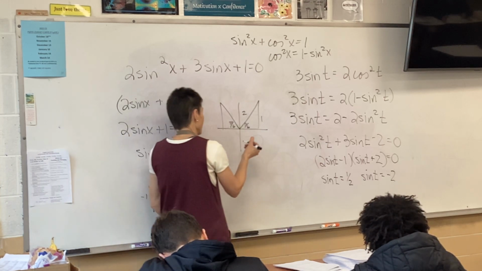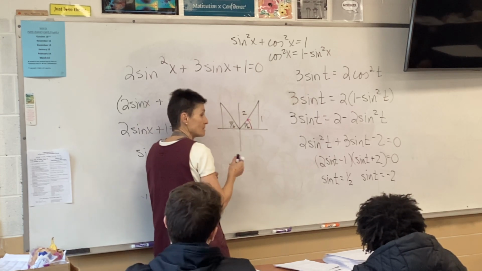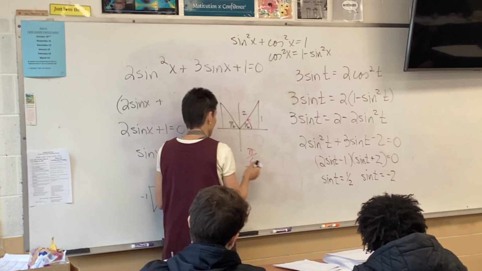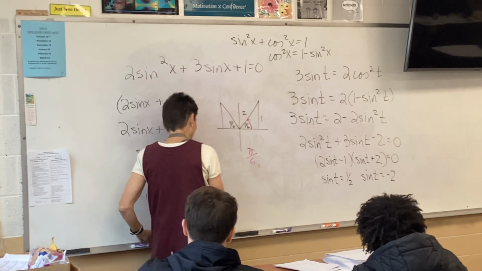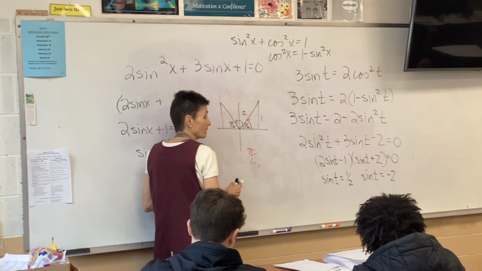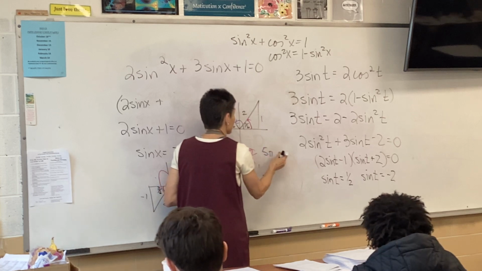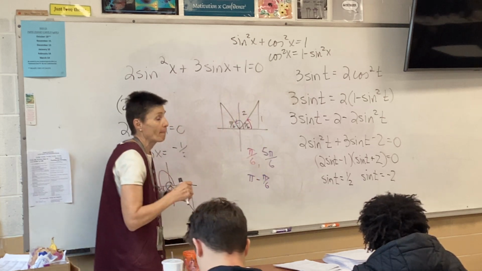So we need our angles. The pink one is easy. The pink one is pi over 6. And then the purple one is what? Pi minus pi over 6, which is 5 pi over 6. Very, very good.